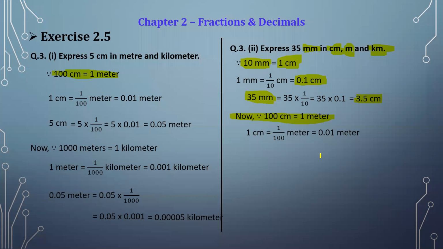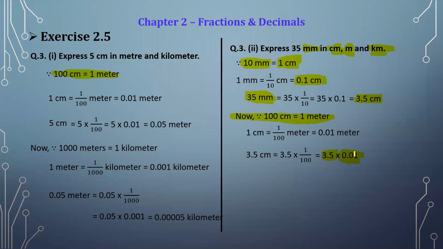The same way as in the previous case, multiply 3.5 centimeter by 1 upon 100 meter. Or you can use the value of 1 upon 100, which is 0.01. So this will be the multiplication: 3.5 into 0.01.